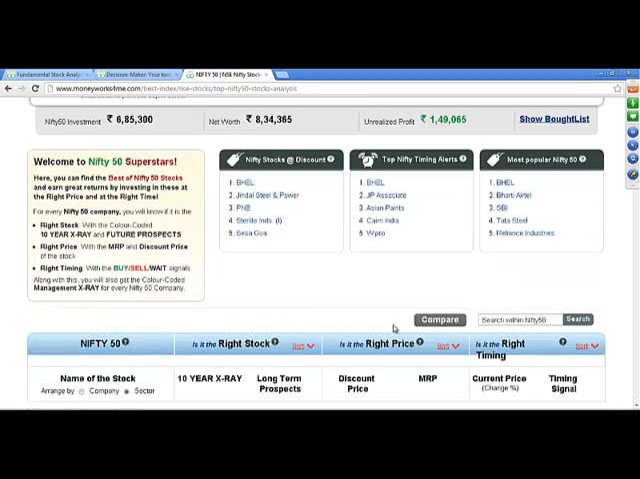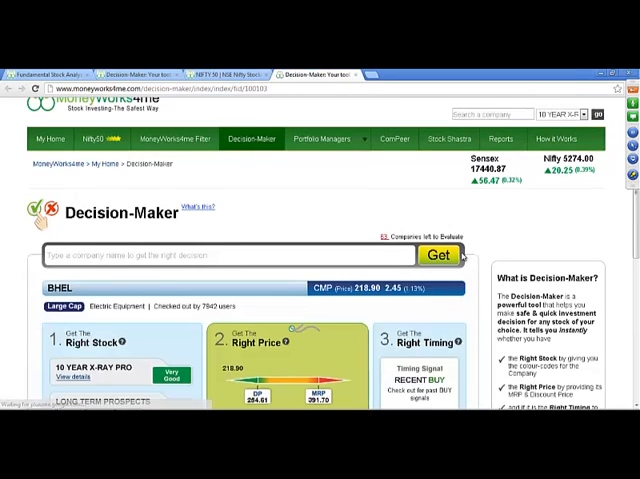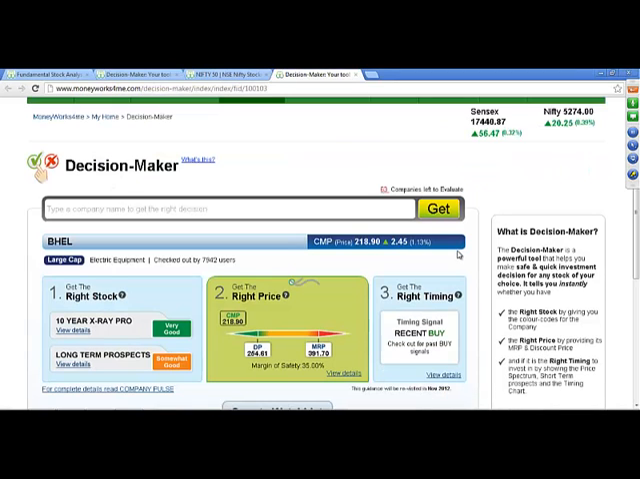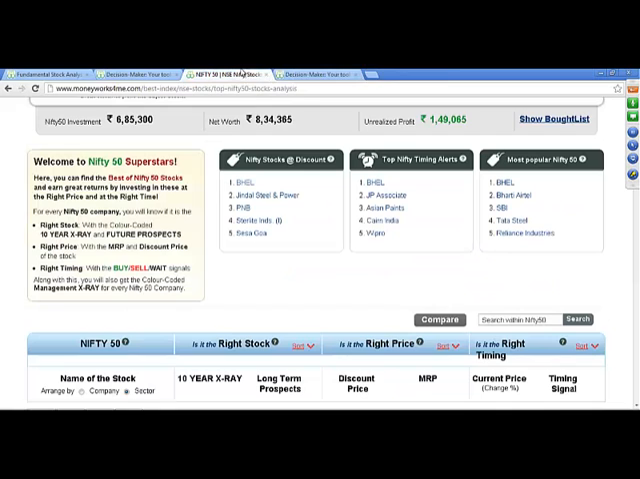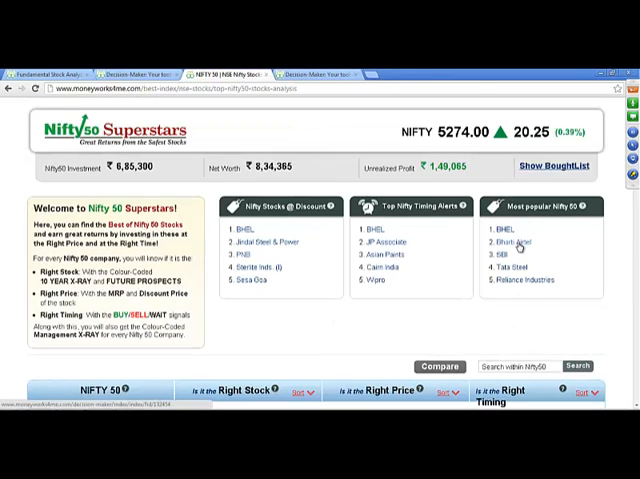Now if you don't want to do all this, okay, if you don't want to get into sorting as well, what you can do is just refer to these lists given at the top of the page, okay. So you have Nifty stocks at discount, you have top Nifty timing alerts, and most popular Nifty 50 companies, okay. So what these will help you do is not even go through all this. It's just like a quick list which you can refer, just check out the decision maker for these companies, okay. So I can just click on BHAL and it will show me the decision maker for that particular company, and I can take a quick call, okay. So this is how basically we are trying to simplify your investing experience.